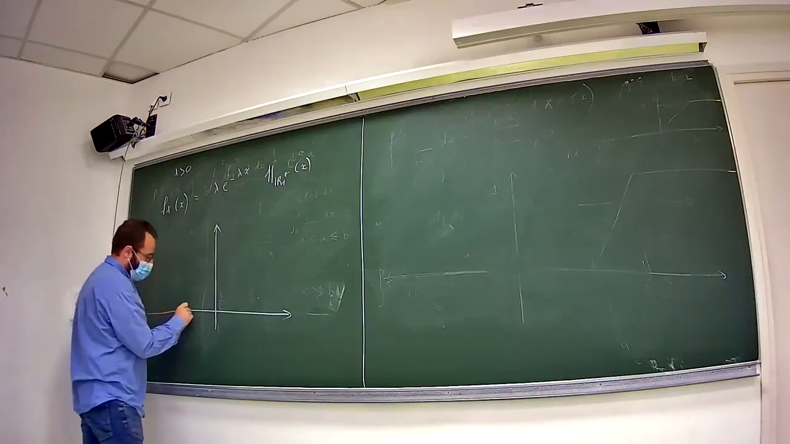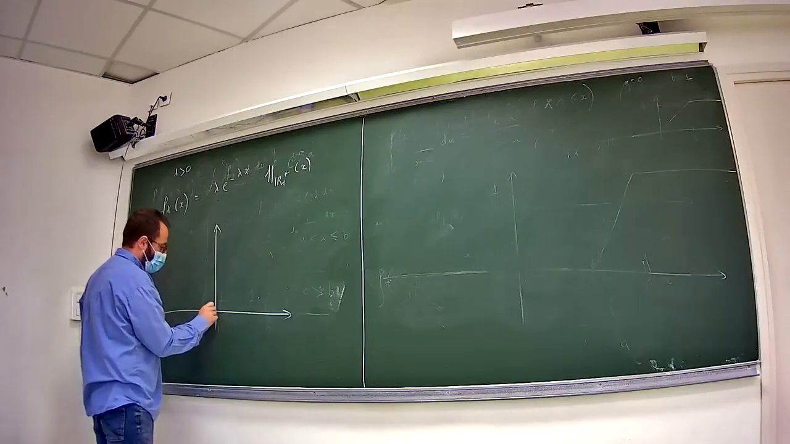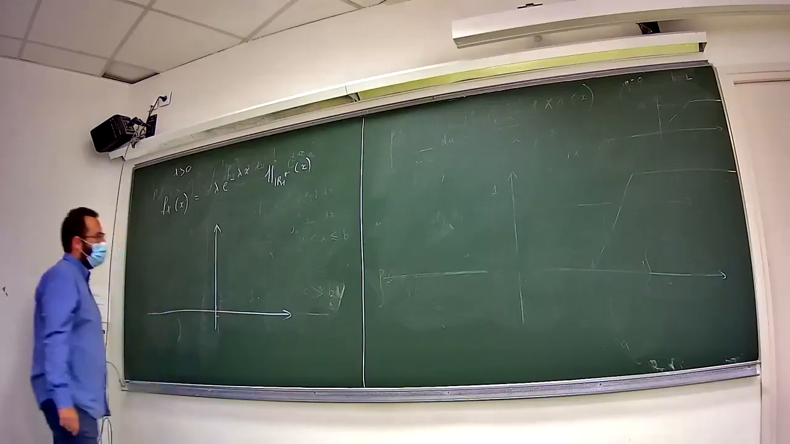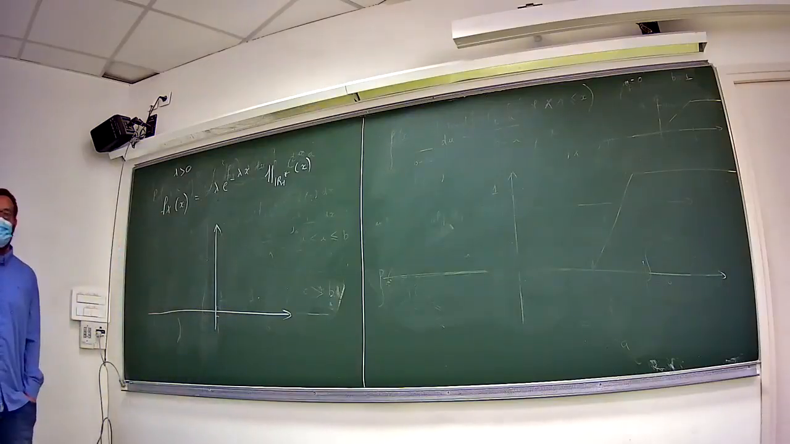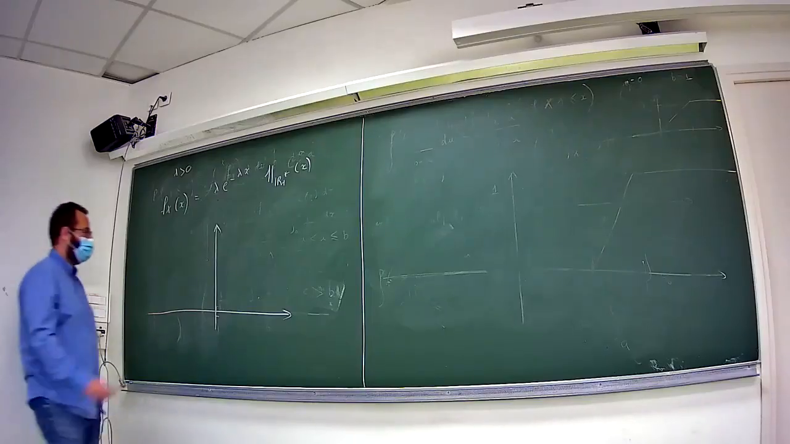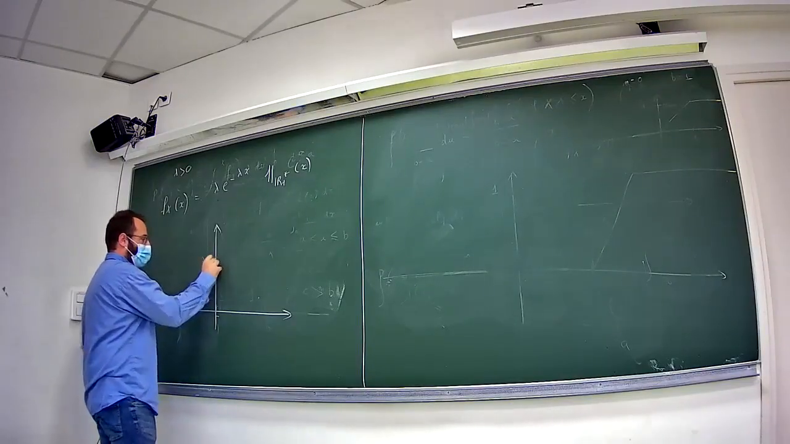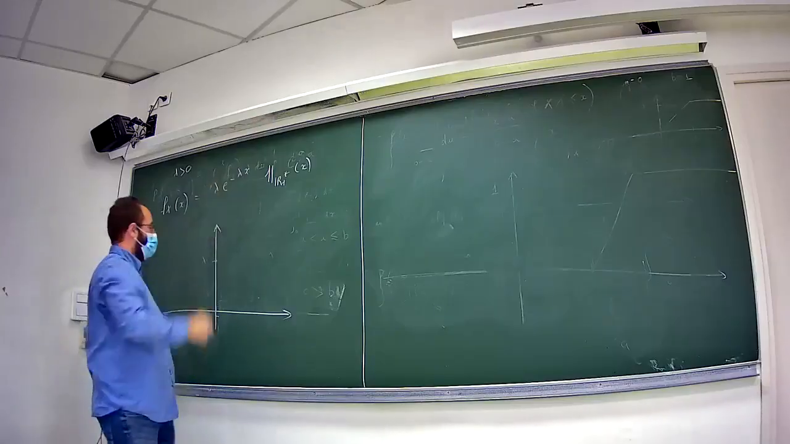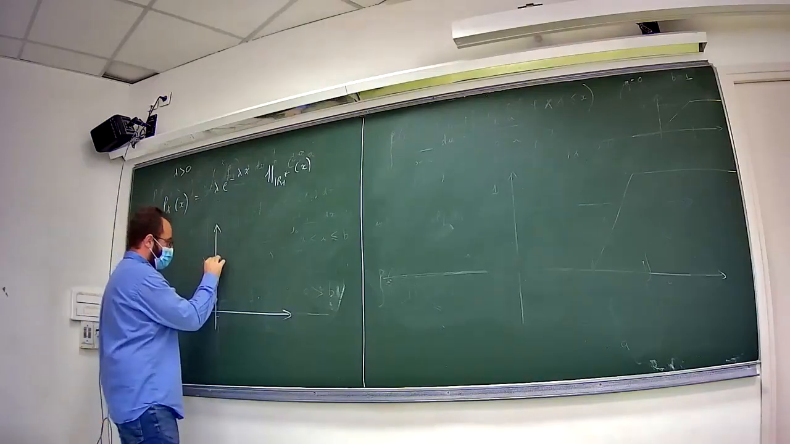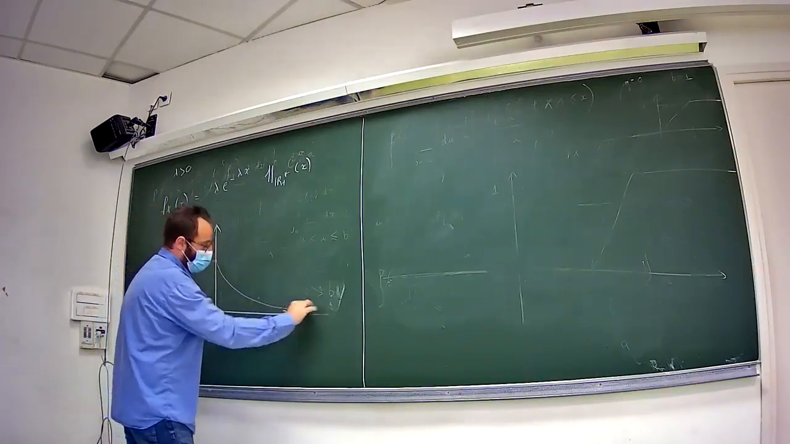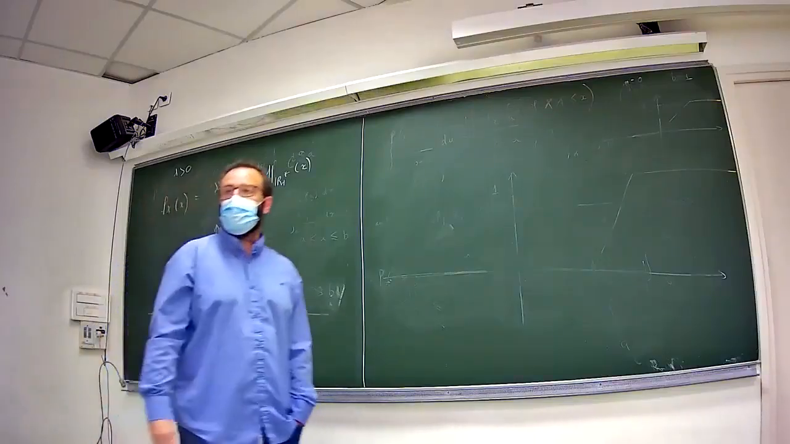0, when x is strictly negative. Then, what is the value at x equal to 0? Lambda, that is strictly positive. And then I have lambda exponential minus lambda x, something that goes this way. It's a negative exponential, okay?